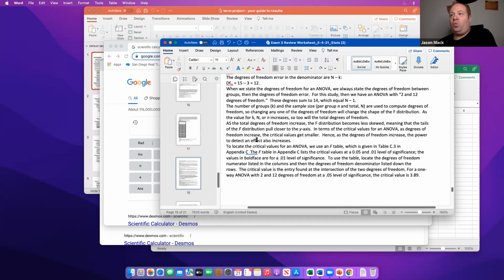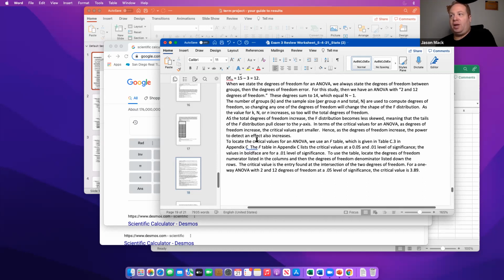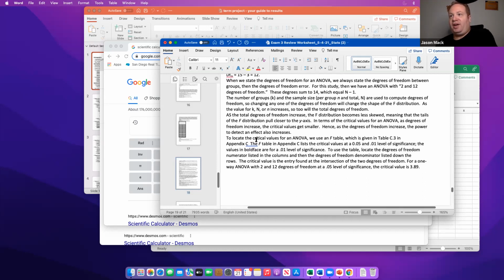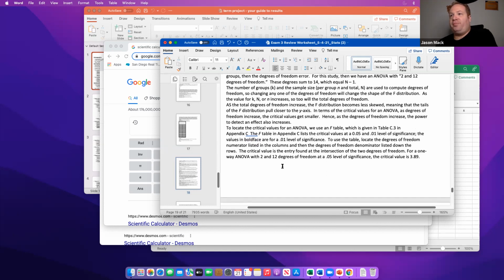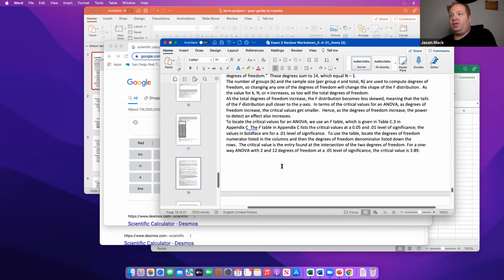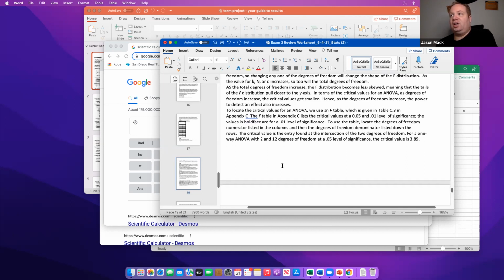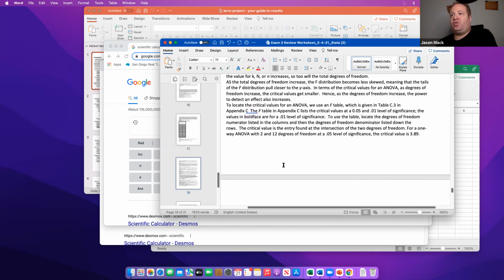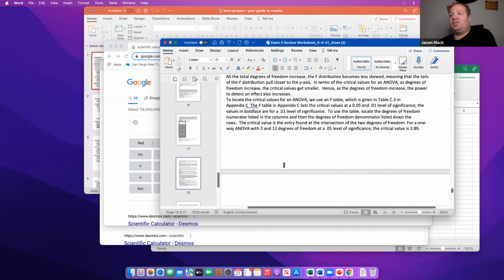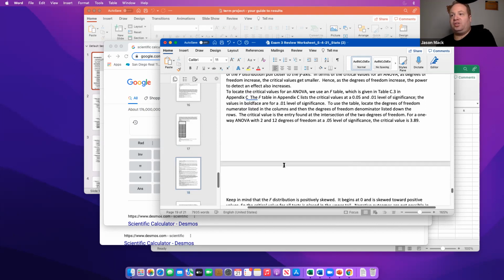So changing any one of the degrees of freedom will change the shape of the F distribution. As the value for k, n, or N increases, so too will the degrees of freedom. As the total degrees of freedom increase, the F distribution becomes less skewed, meaning that the tails of the F distribution pull closer to the y-axis. In terms of the critical values for an ANOVA, as degrees of freedom increase, the critical values get smaller. Hence, as the degrees of freedom increase, the power to detect an effect also increases.